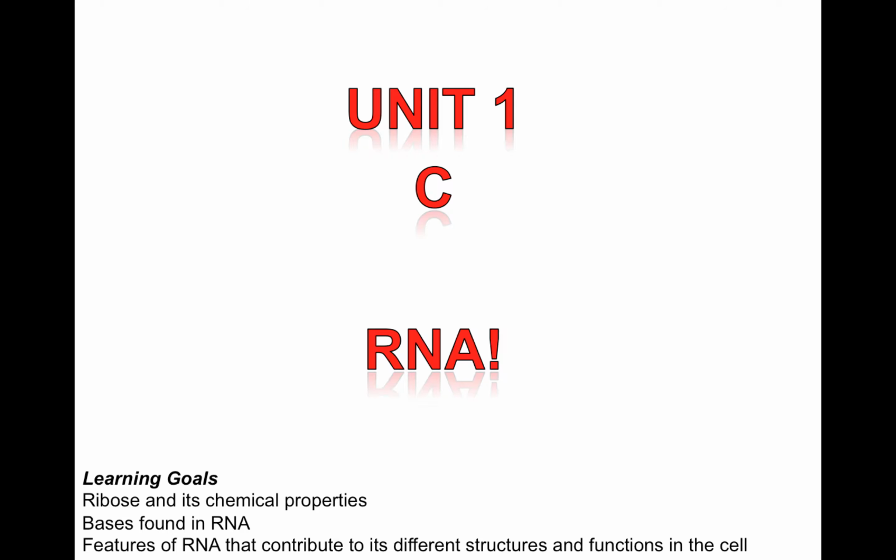The title of this video capture is RNA. Many investigators in molecular biology consider the possibility that life on Earth evolved first as RNA, just RNA, because RNA can be both a genetic material and an enzyme and a structural molecule. In this video capture, we're going to learn about ribose and its chemical properties. We're going to learn about the bases found in RNA and features of RNA that contribute to its different structures and functions in the cell.